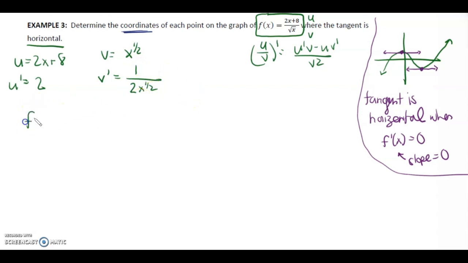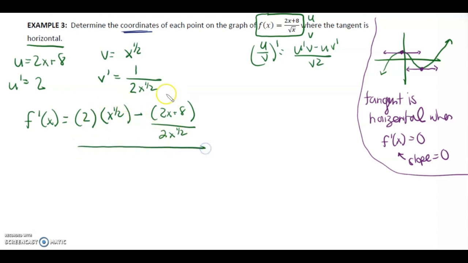So let's go ahead and solve for f prime at x. Oh no, I apologize. u prime is first, which is 2. Times v, which is x to the 1/2, minus u as it is, which is 2x plus 8, times v prime, which is, instead of writing this beside, I'm going to write this over 2x to the 1/2. And this entire numerator is over v squared, which is x to the 1/2 squared.